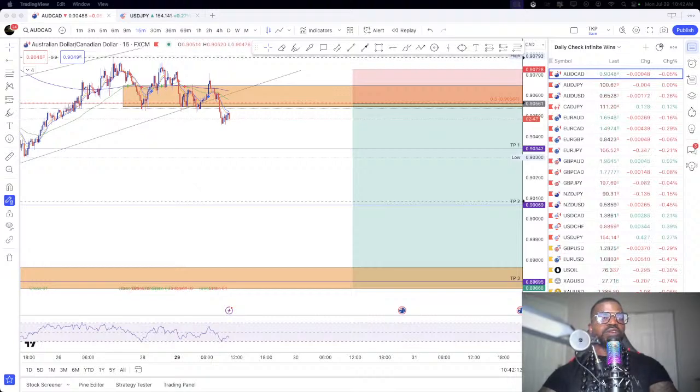What is our leverage? So with this trade setup, let's see if you got a small account.